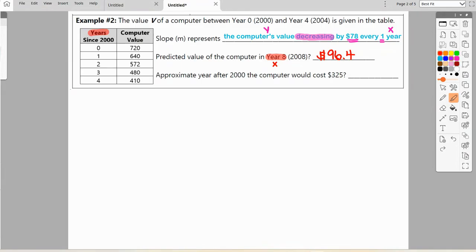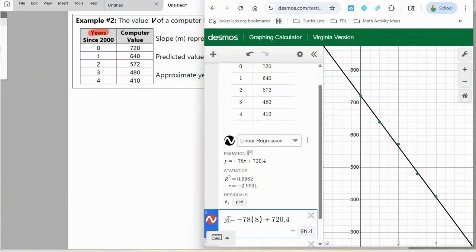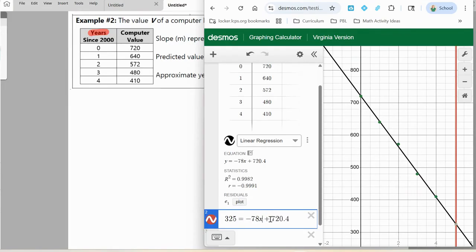$325. So that's going to be the information I'm given. I highlight that number. The dollars is talking about the Y values for my table. So when I go to the equation I copied down, this time I replace the Y with 325, and I keep the X.